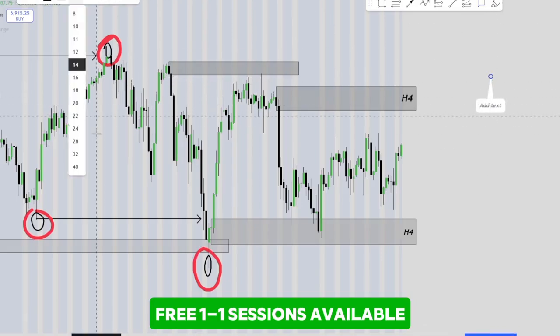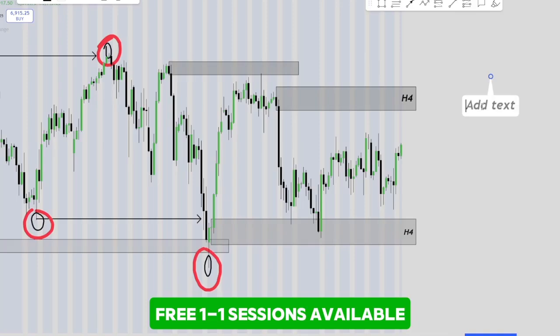So the first thing we're looking for is we want to see market structure. Now, market structure is basically the highs and lows. Now, the highs and lows are what sets the tone, especially for the higher time frame.